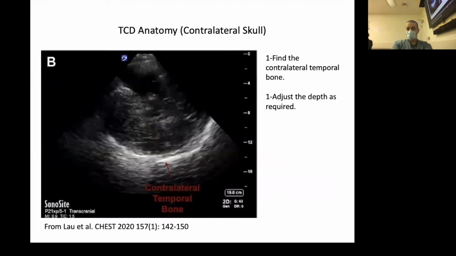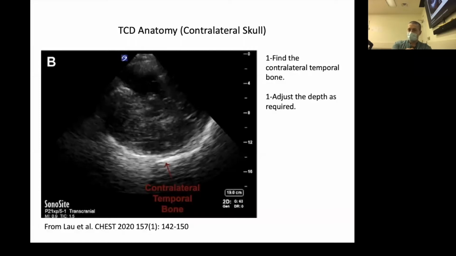So the relevant anatomy is really just two structures. And so what I'm always looking for is, first, find the contralateral temporal bone. So it's this hyperlucent structure that pretty reliably sits about 16 centimeters away from the probe on the skull. And so then you have ipsilateral and contralateral skull.